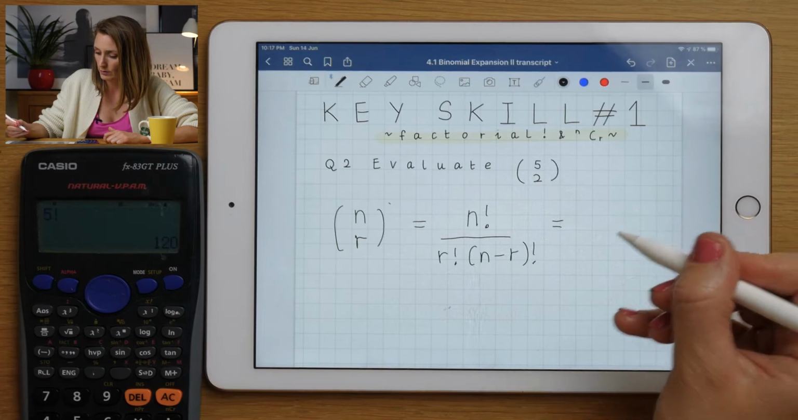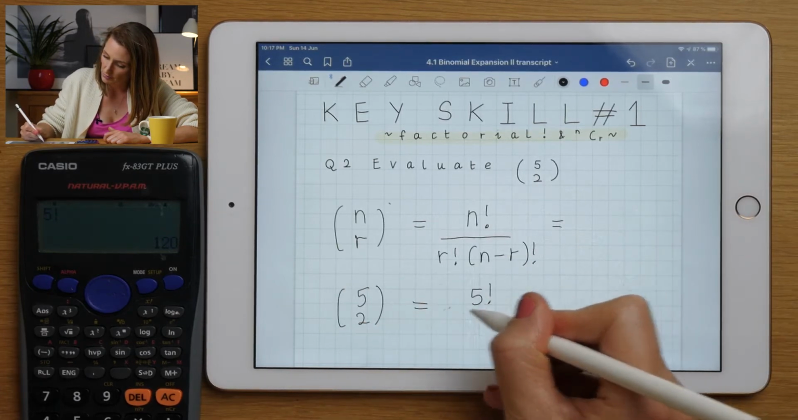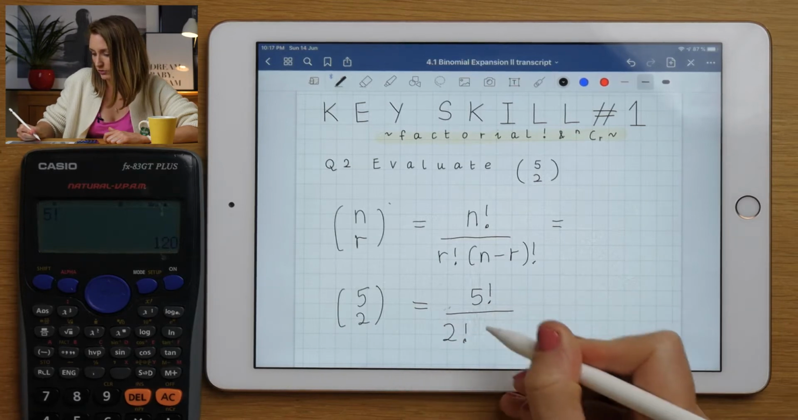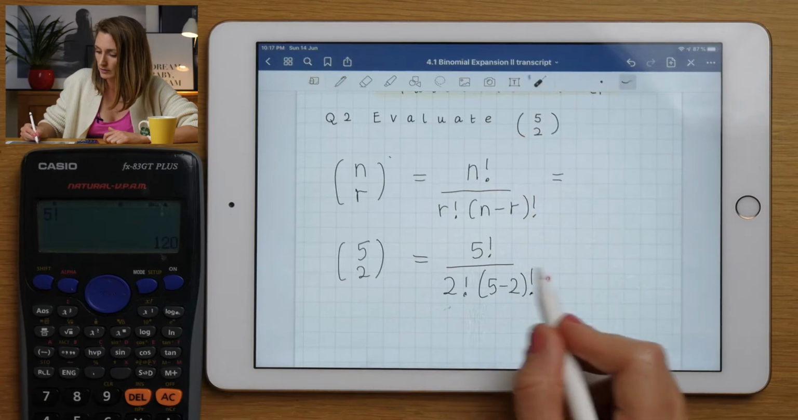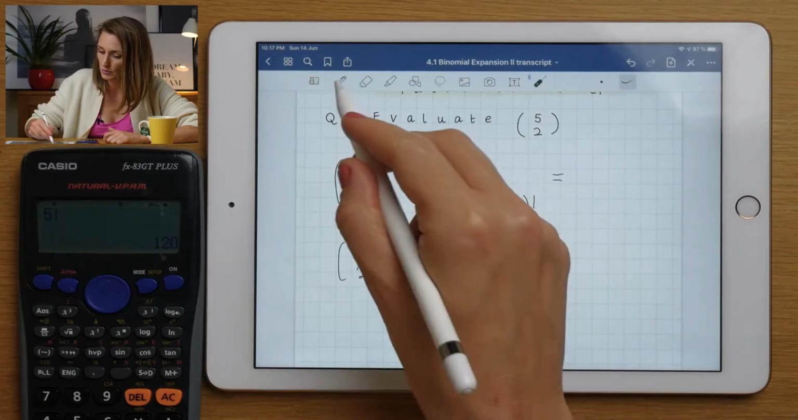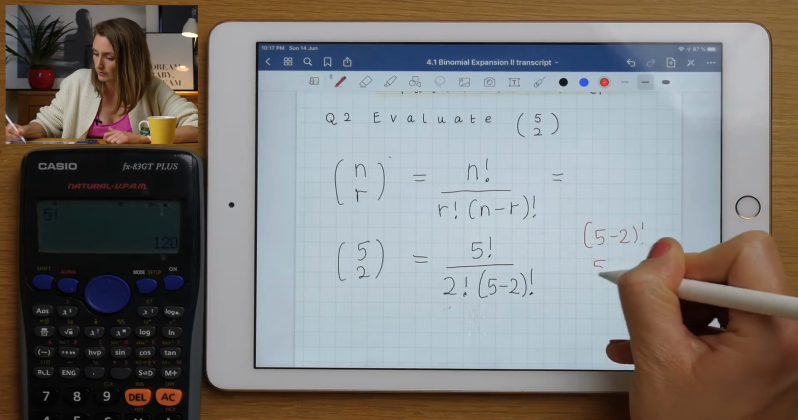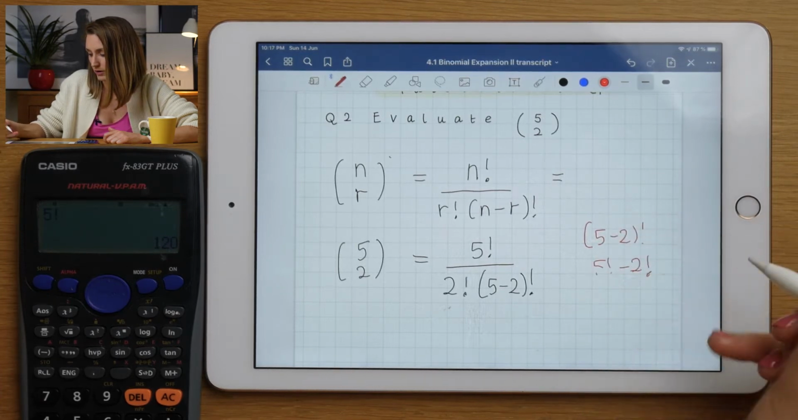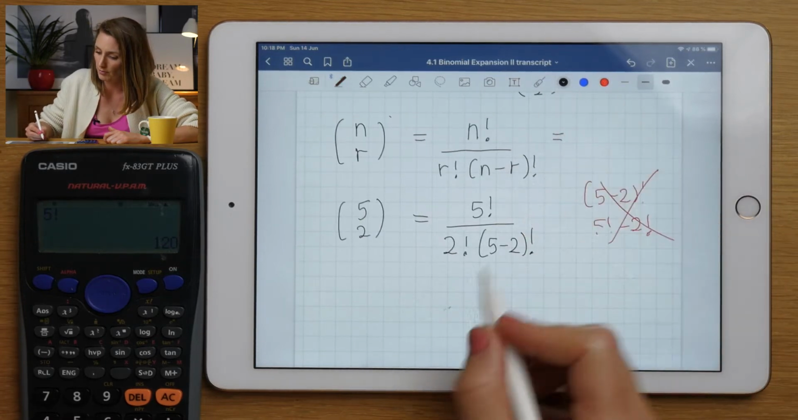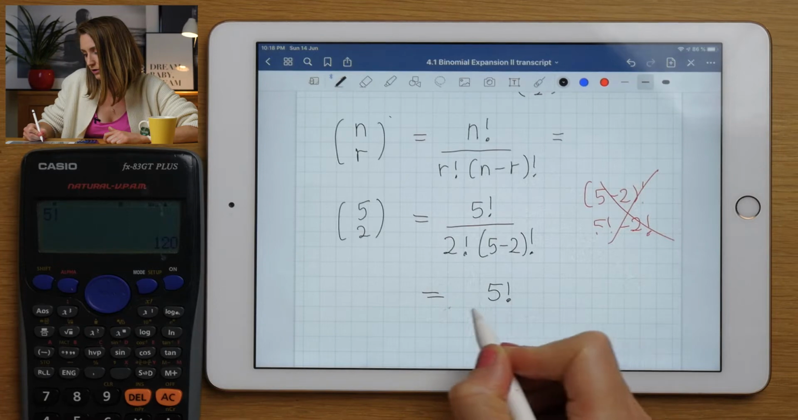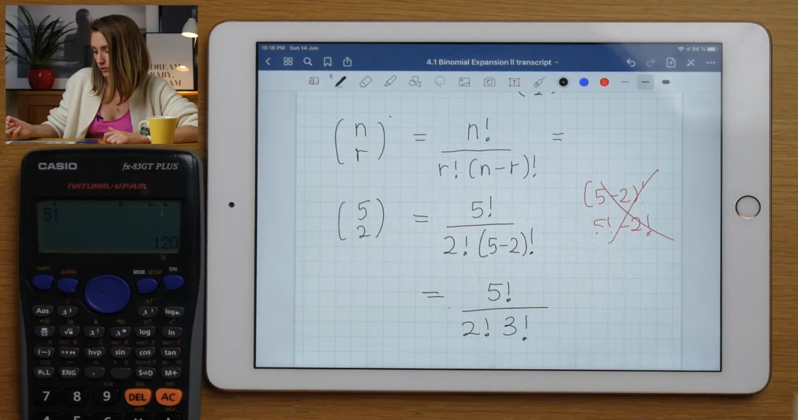So in this case, we would say 5 choose 2 is 5 factorial divided by 2 factorial times (5 minus 2) factorial. You need to work this out first. It's not okay to say that (5 minus 2) factorial is 5 factorial minus 2 factorial. That's not going to work. You should work out your brackets first in the order of operations. So 5 factorial divided by 2 factorial times 3 factorial.